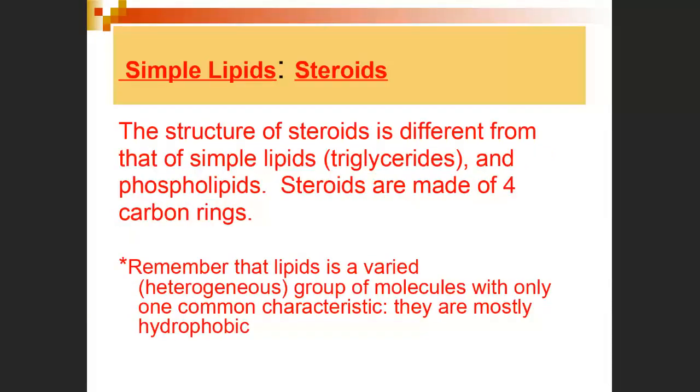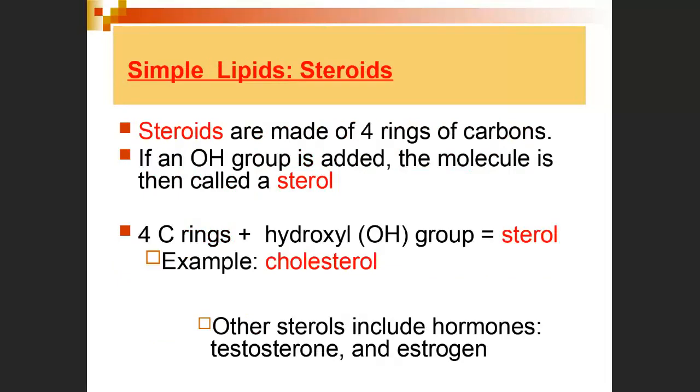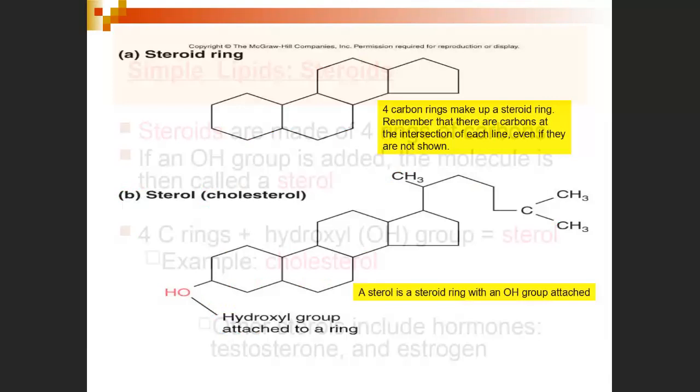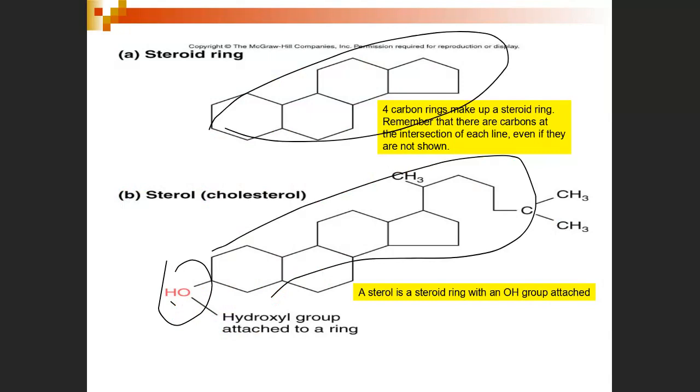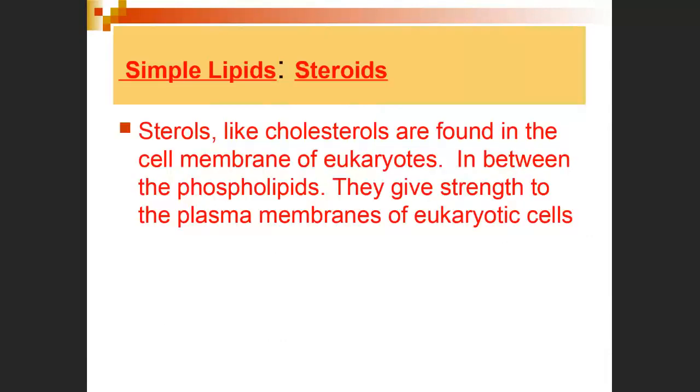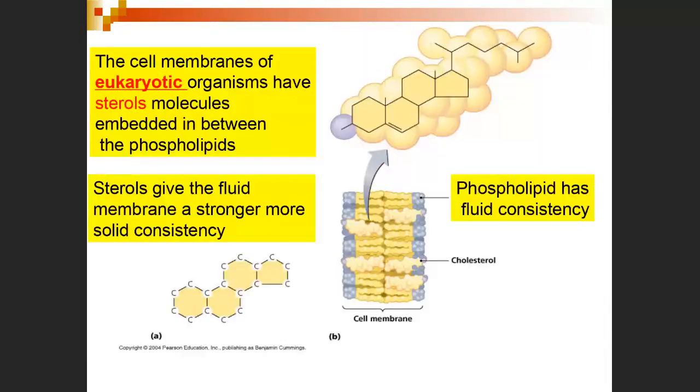Other kinds of lipids are sterols, which are carbon rings with an OH group, a hydroxyl group, attached to them. So there's the hydroxyl group. This is the steroid. The sterol is when the hydroxyl group's attached. These do not have fatty acids. These molecules have carbon rings, so they are going to be hydrophobic and they're going to be solid. So they have a solid consistency about them.